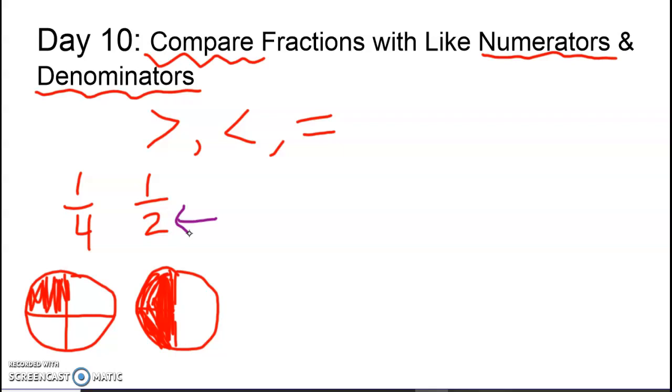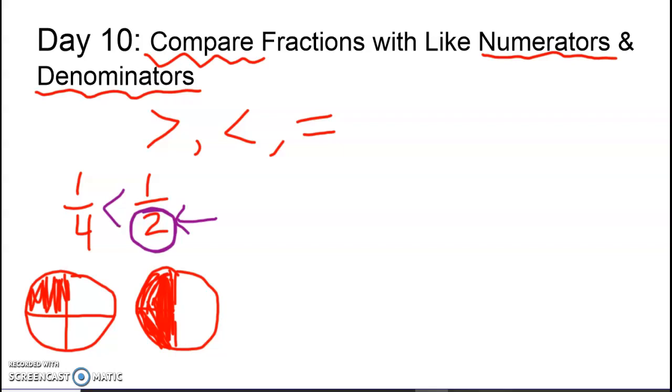The more pieces there are, the smaller they're going to be. So in this case, the fraction with the smaller denominator is actually greater, which seems kind of silly because we think of numbers as they get bigger being greater. But in fractions, it's a little bit different.